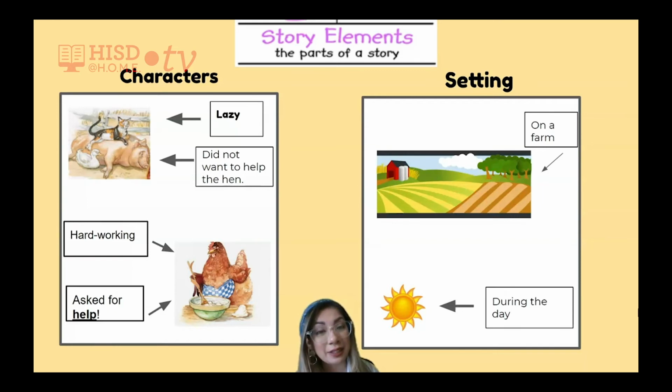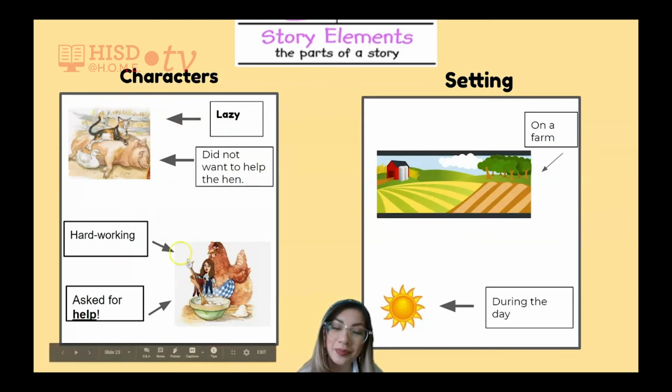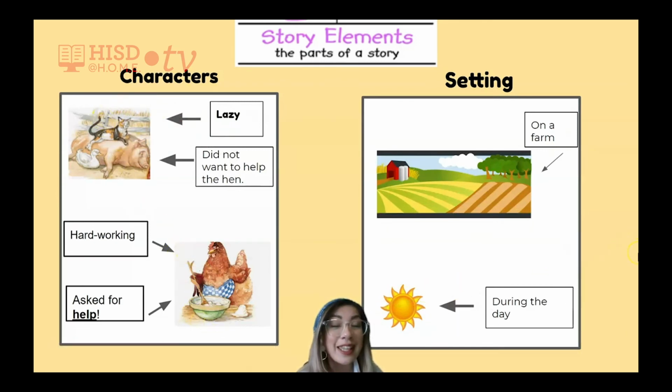Now let's take a look at the setting. Where did the story happen? The story happened on a farm. Now, when did the story happen? If we take a look at these pictures, we can see that the sky looks bright. And when the sky is bright, that means that it's the daytime. So, the story happened during the day.